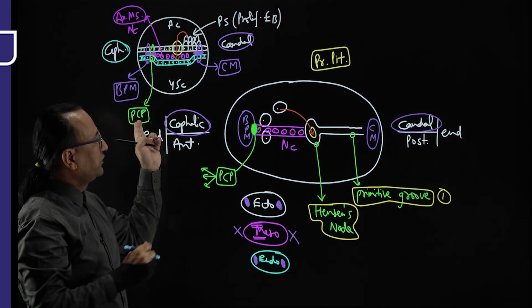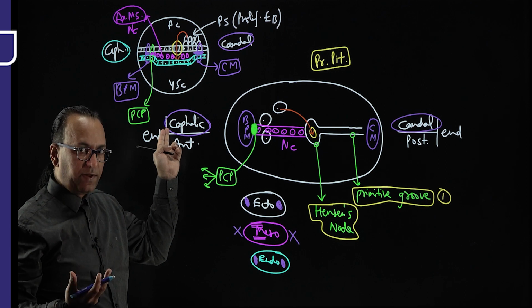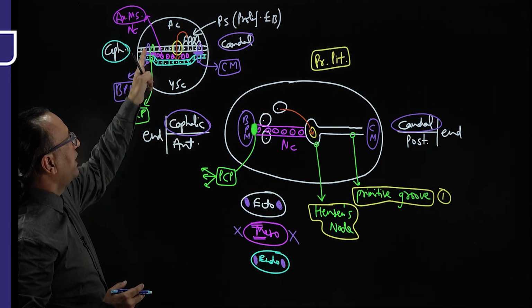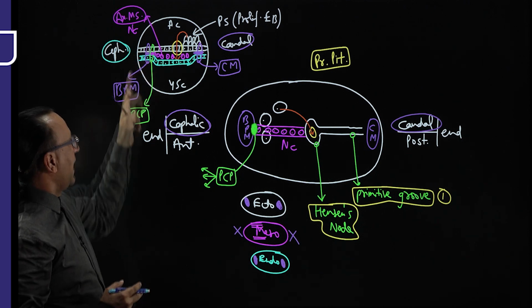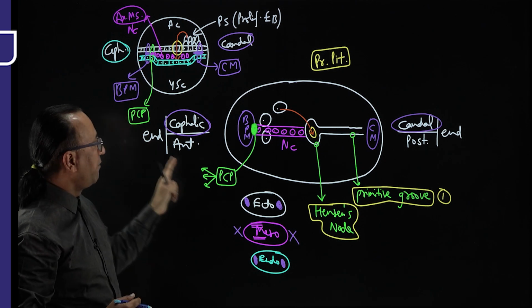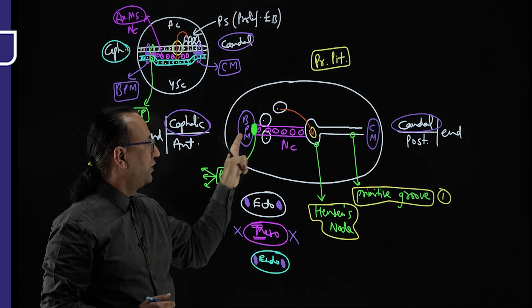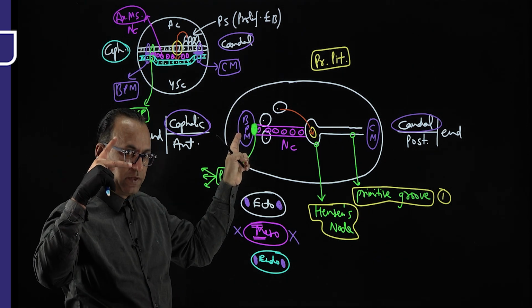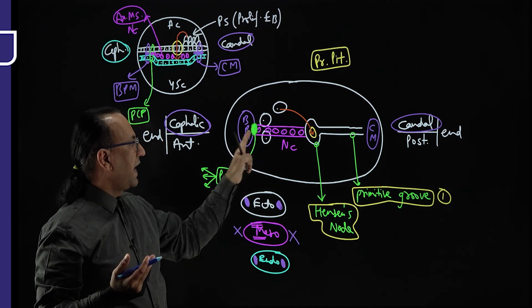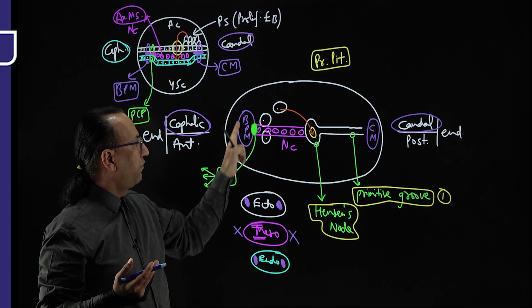So what is the difference between precaudal plate and the buccopharyngeal membrane? The difference is buccopharyngeal membrane has no intervening mesoderm. Precaudal plate does have the intervening mesoderm. It has all the three germ layers. The buccopharyngeal membrane has only two germ layers, ectoderm fused with endoderm, but precaudal plate has all the three germ layers, and it is sandwiched between notochord and the buccopharyngeal membrane.